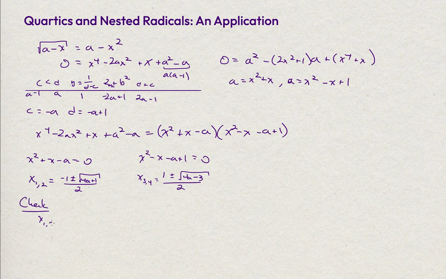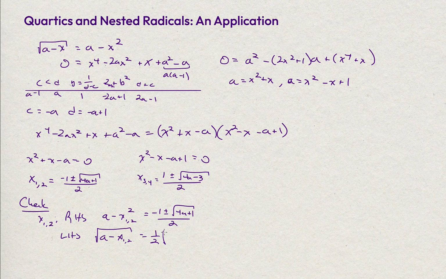Let's plug x1 and 2 into our original equation. Let's do the right-hand side: a minus x1 or 2 squared. Turns out that that's equal to negative 1 plus or minus the square root of 4a plus 1, all over 2. And our left-hand side, which is the square root of a minus x1 or 2, we factor out a 1/4 again as a 1/2 outside of the square root. And inside the square root, we have 4a plus 2 minus or plus 2 square root of 4a plus 1.